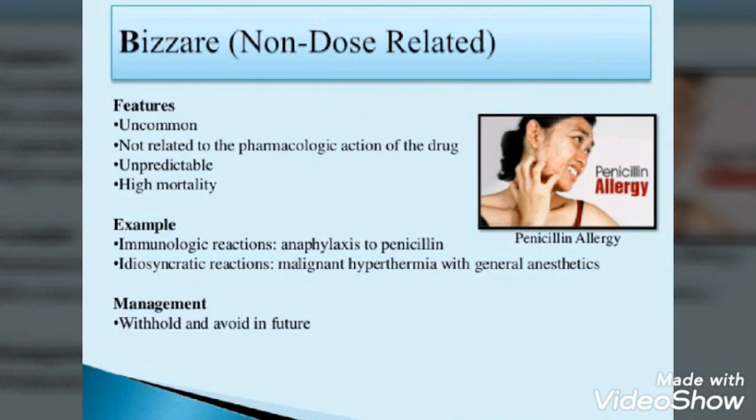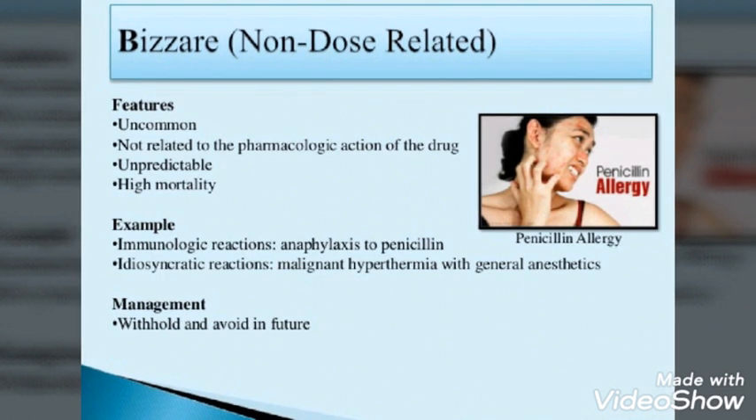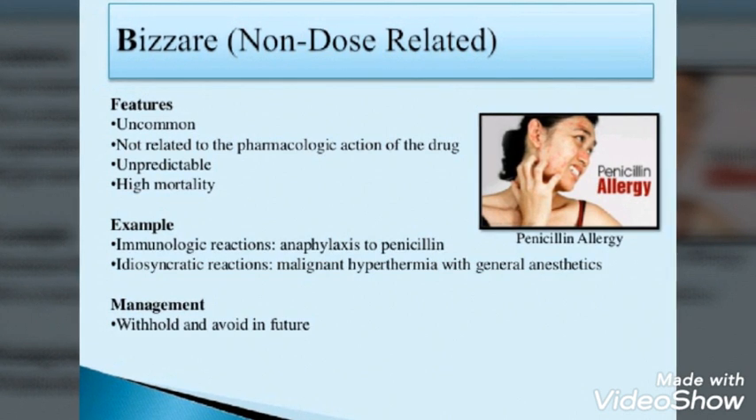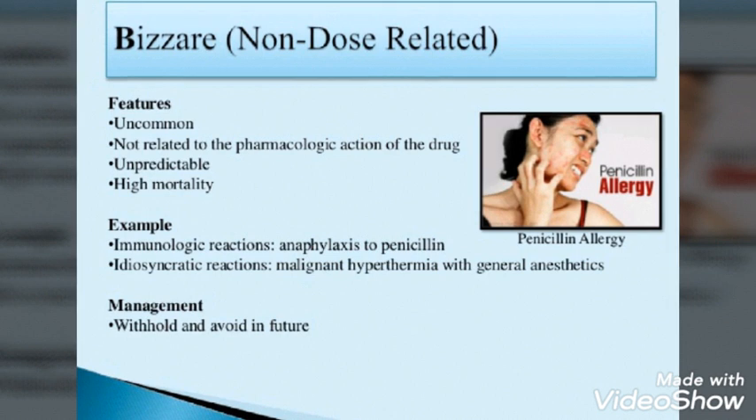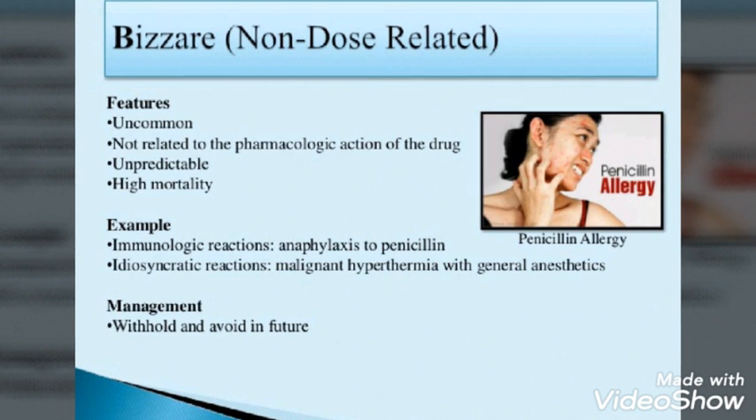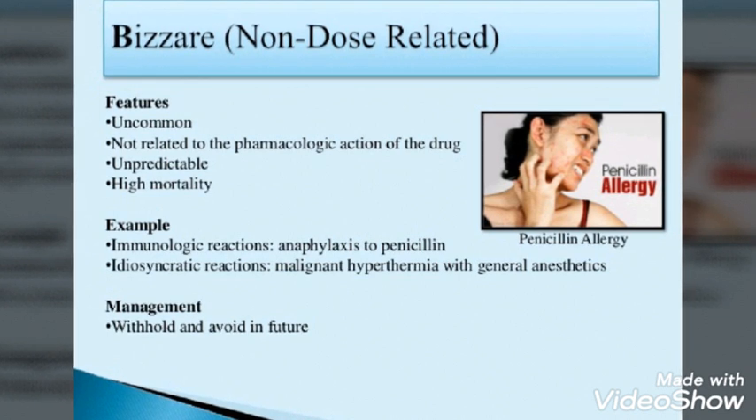Bizarre is non-dose related. This can be due to your body immunity. Whenever you have low immunity or any changes in immunoglobulin, then you can have type B effects. Features are uncommon, not related to the pharmacologic action of the drug, unpredictable and have high mortality. It has high mortality rate, that means high death rate. Examples are immunologic reactions, that is anaphylaxis to penicillin.